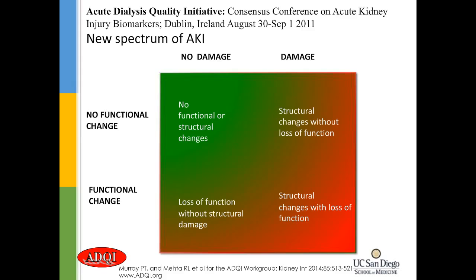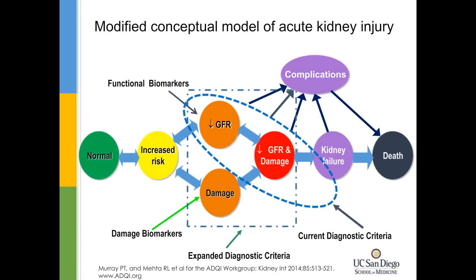Either they have only a damage marker elevated, such as KIM-1 or NGAL, or you have a functional marker, such as cystatin C or creatinine or urine output, or a combination of both or none. And therefore, this would classify them into different categories. And one of the more important aspects then is that this would allow us to change our current definitions from just reflecting on GFR and damage to have a collective and expand this so that you could have either GFR or GFR and damage or damage alone.